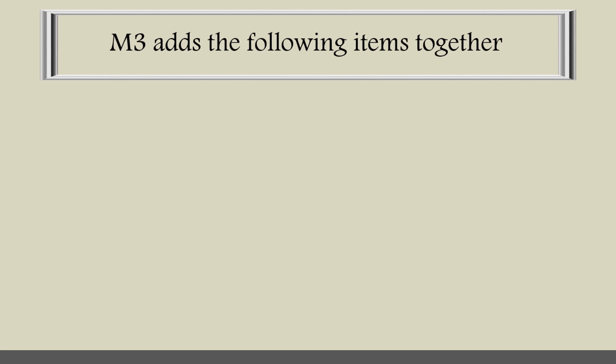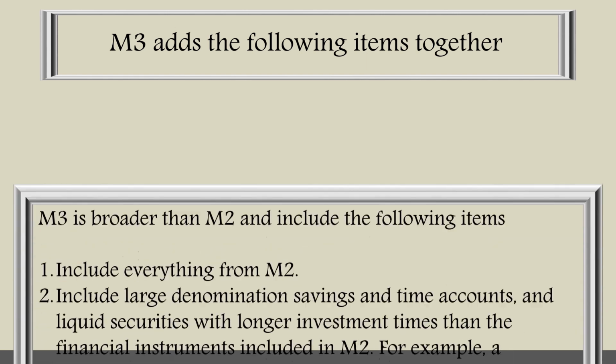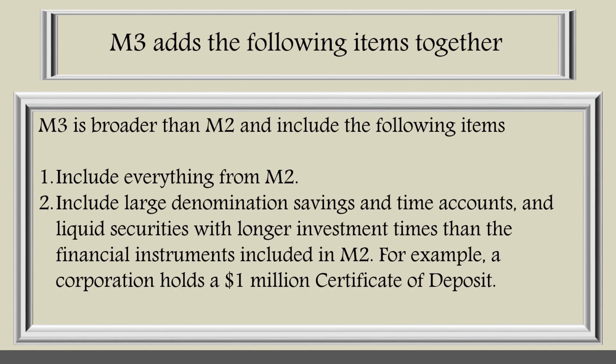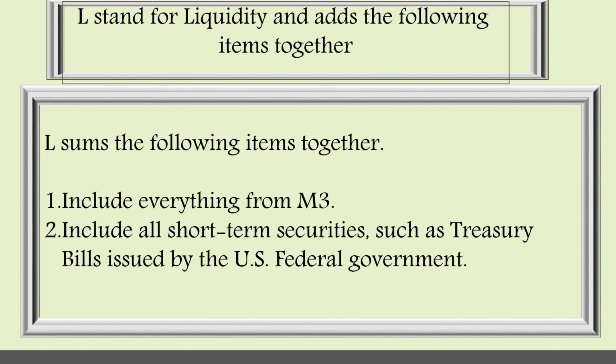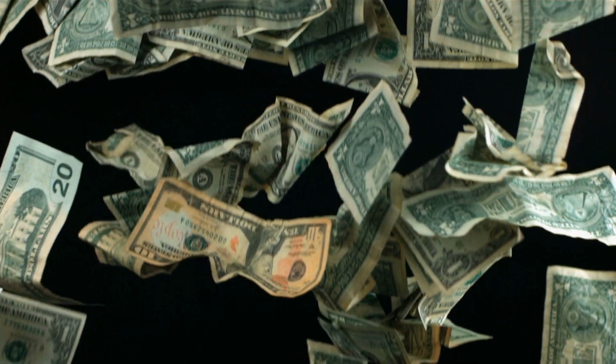Economists define M3 broader than M2 and it includes everything from M2 and also includes large denomination savings and time deposits and time accounts and liquid securities with longer investment times than the financial instruments included in M2. Economists define L for liquidity as the broadest measure of the money supply and include all liquid assets. It includes everything from M3 and also it includes all short-term securities such as treasury bills issued by the US federal government. So that was all about in today's video.